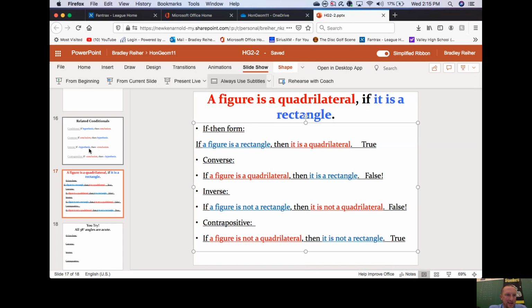So when you write your related conditionals, the if-then form and the contrapositive are always going to mean the same thing. The converse and the inverse, they're always going to mean the same thing. I'm not saying that this first one and this last one are always going to be true, because they might be false sometimes, but they're always going to match truth values. If that's true, that's true. If that's false, that's false. If the converse is false, then the inverse is false. If the converse is true, then the inverse is true.